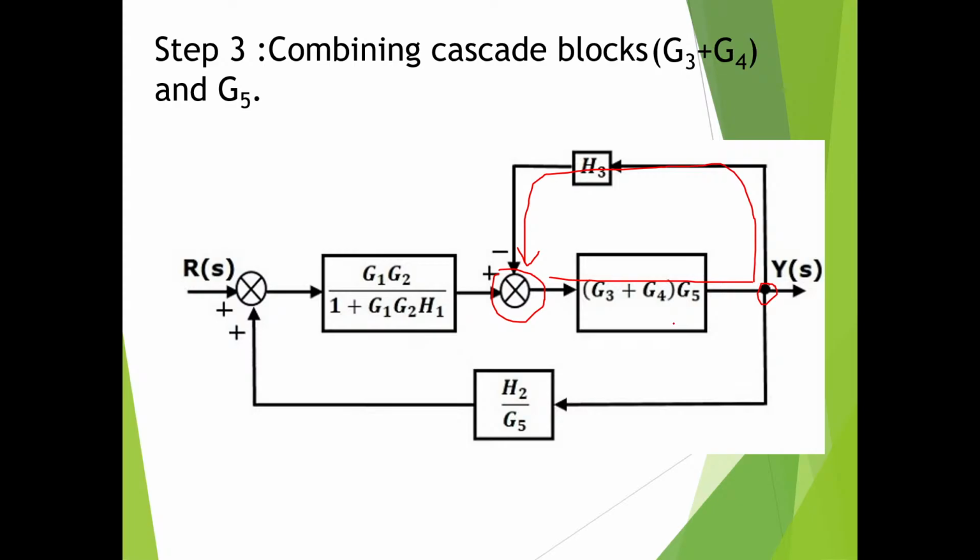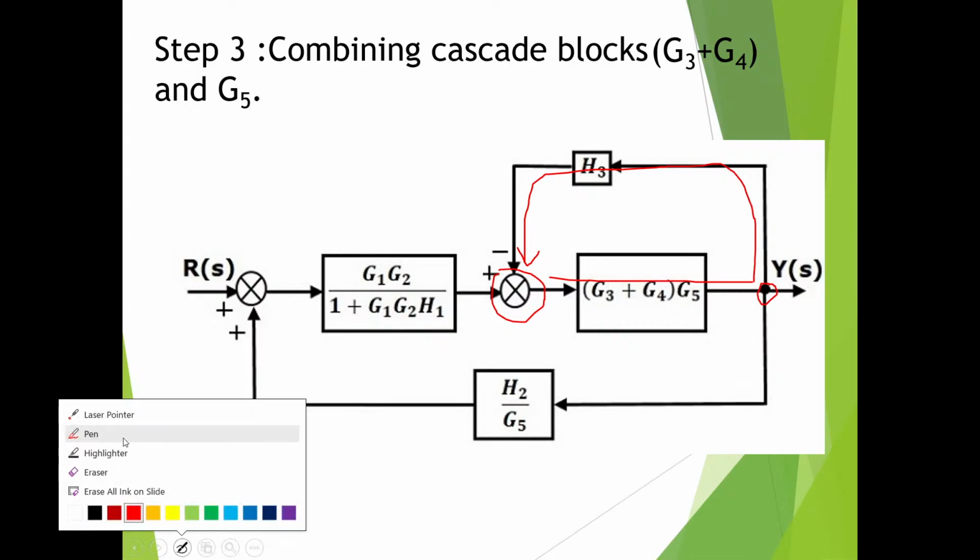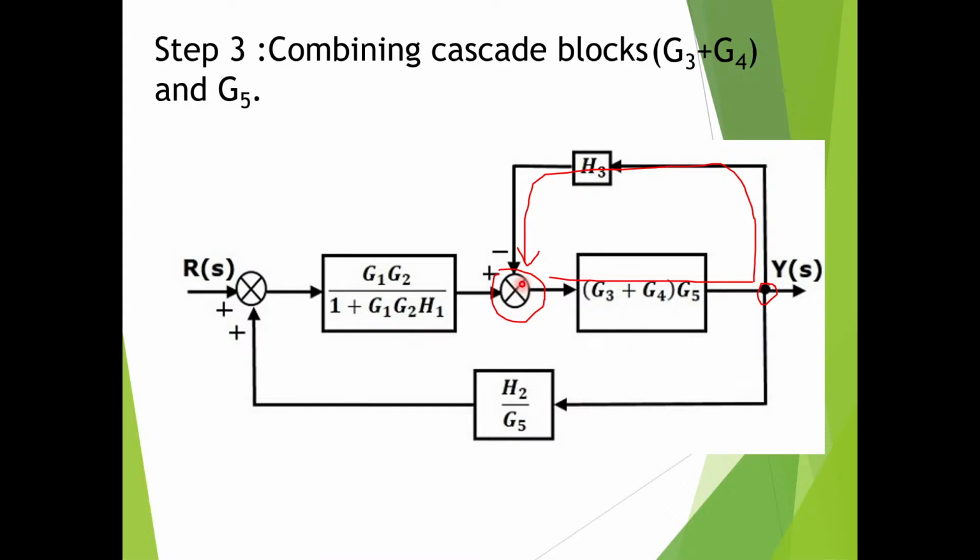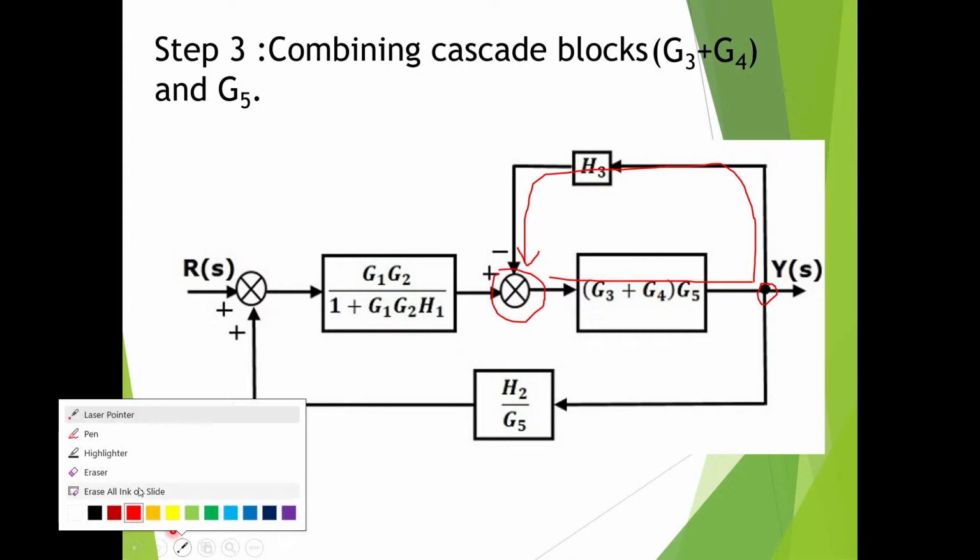So, just carefully observe. This is my summing point. From this summing point, signal starts. It moves upward. I will take the laser. See, from this summing point, signal starts. It moves like this. From this branch point, it returns back to the summing point. If signal returns back to the summing point, that means it is a feedback path, or a feedback loop.